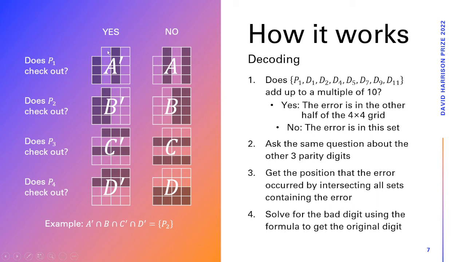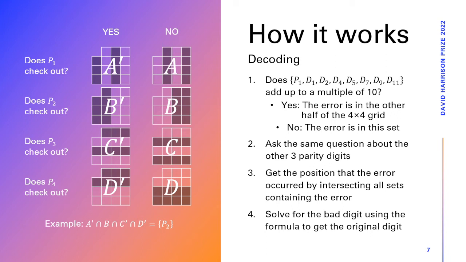in our case, P1 does check out, so the error must be somewhere in A dash. P2 does not check out, that means the error must be somewhere in B. P3 does, so it must be in C dash. P4 also does, so the error must be somewhere in D dash. After intersecting all those sets, you find out the result is P2, and P2 is actually here. That means the error has occurred to P2.